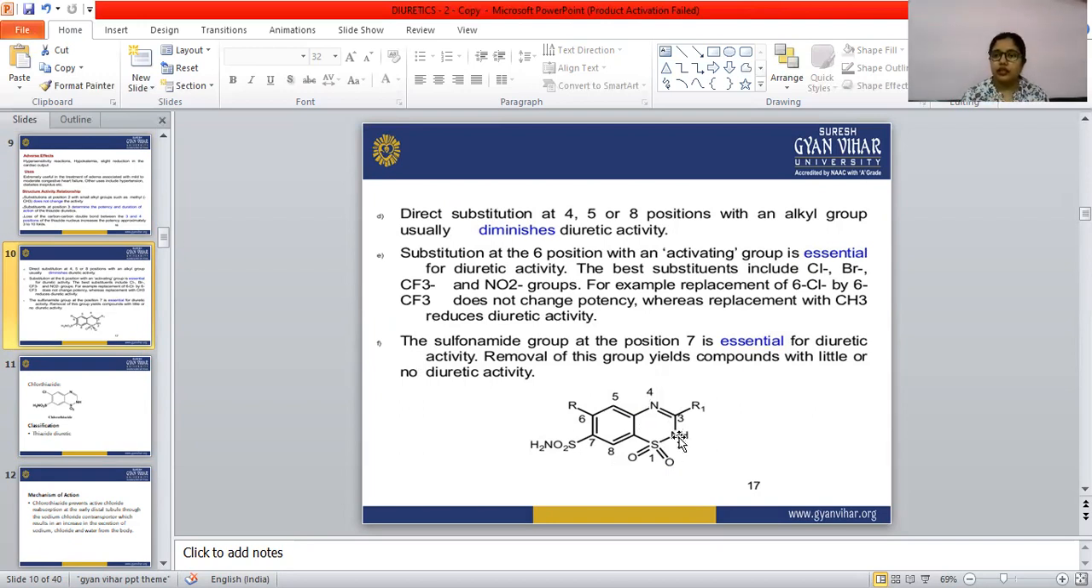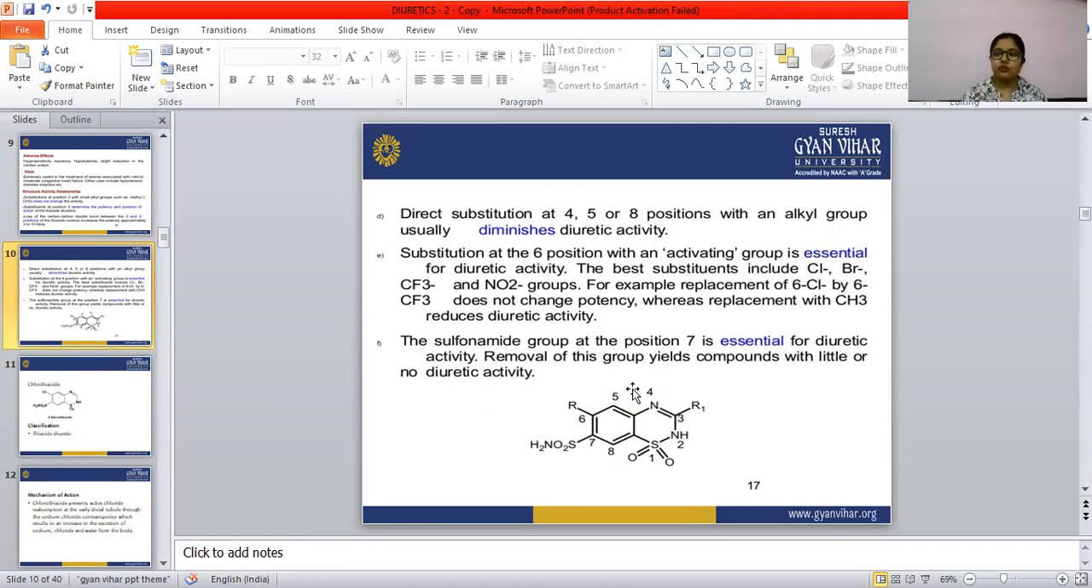So we conclude that hydrochlorothiazide is about 10 times more potent than the normal chlorothiazide, because in chlorothiazide there is a double bond between the 3rd and 4th position, but in hydrochlorothiazide there is no double bond between the 3rd and 4th position.